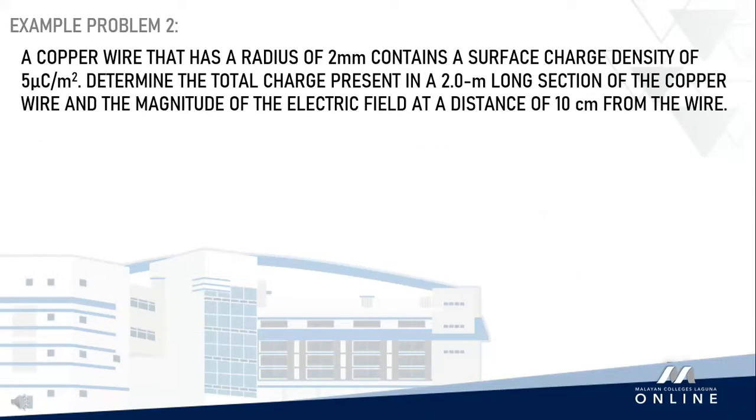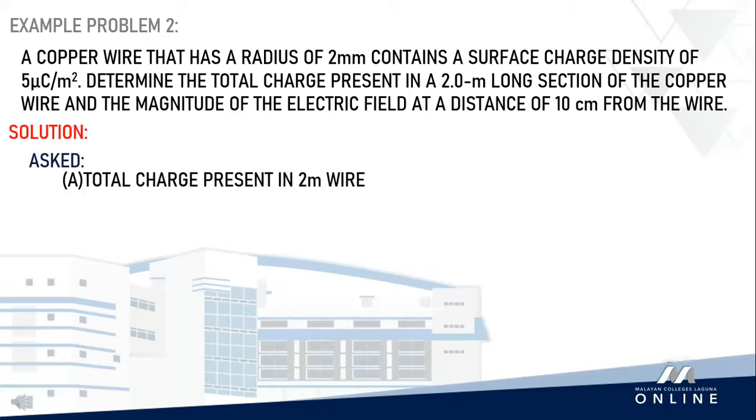A copper wire that has a radius of 2 mm contains a surface charge density of 5 microcoulombs per square meter. Here, we are asked to calculate the total charge present in a 2-meter long section of that copper wire and the magnitude of the electric field at a distance of 10 cm from the wire. Let us just list down again what is asked in this problem. The total charge present in 2-meter long section of the wire is the first unknown, and the second one is the electric field at a distance of 10 cm from the wire.